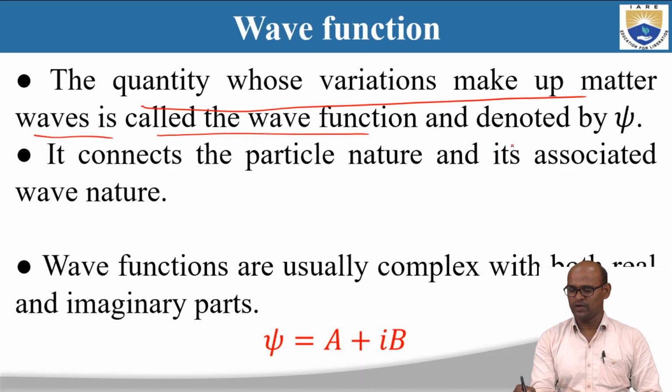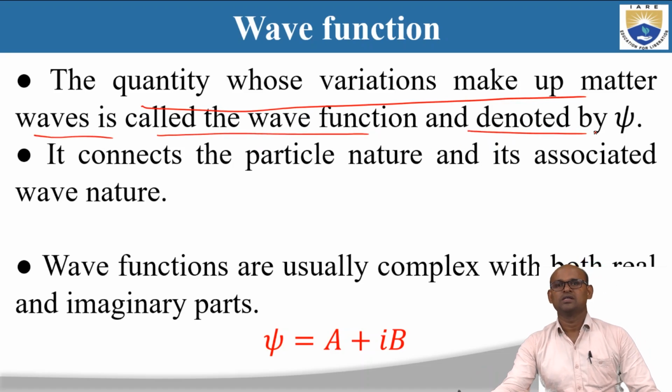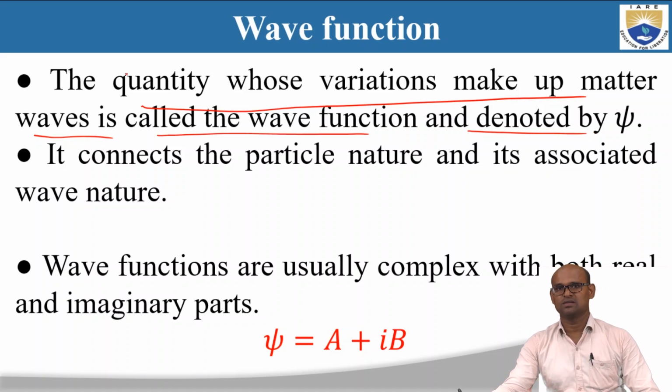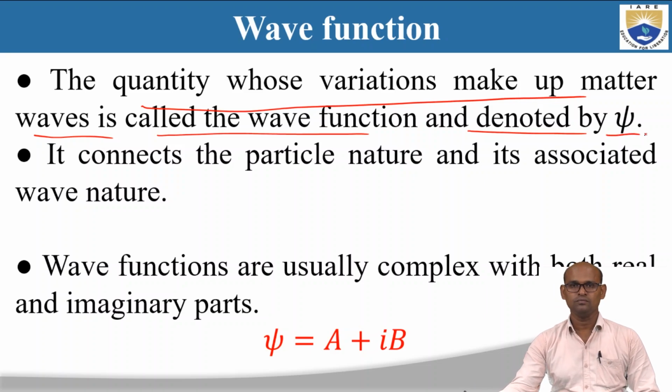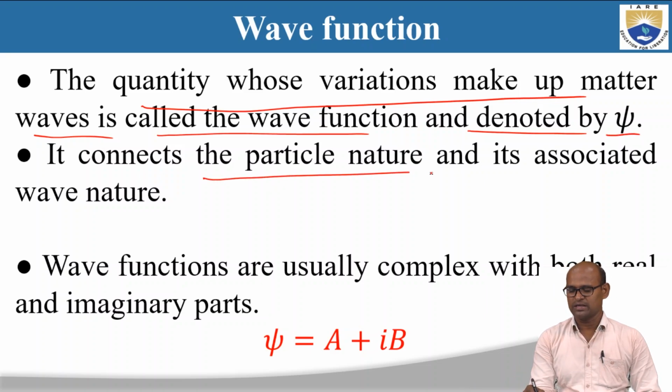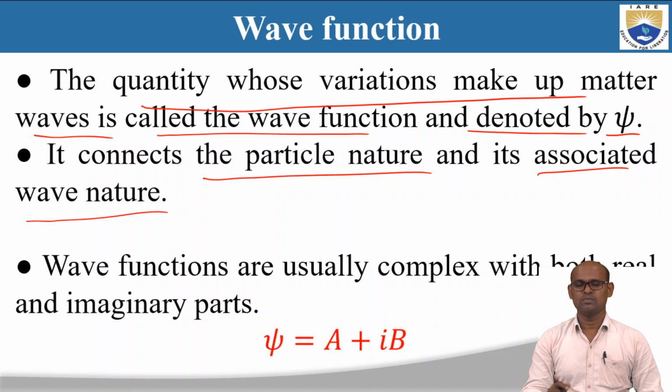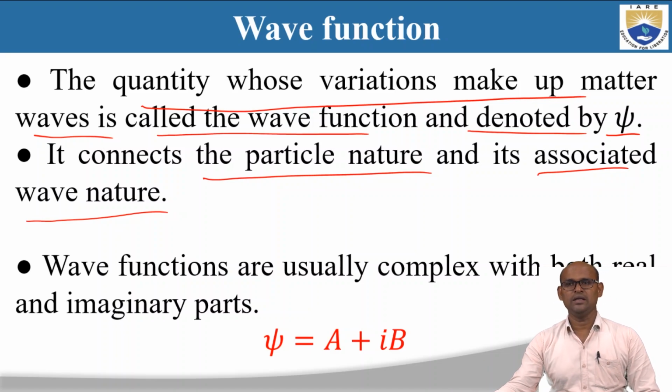It is called the wave function, which is denoted by psi. The wave function is a quantity whose variations can tell us the matter waves associated with a particle. So that is what is called the wave function, and it is denoted by psi. This wave function connects the particle nature and its associated wave nature. So if you can calculate the wave function psi, you can understand both its particle nature and wave nature.